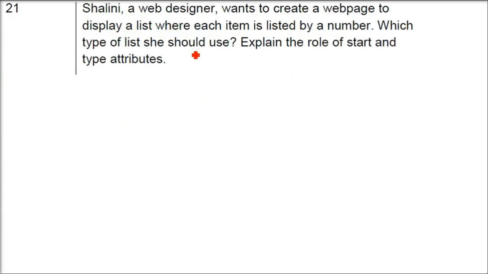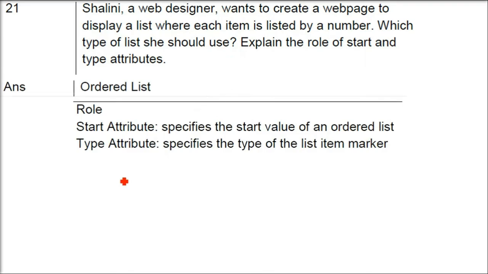Shalini, a web designer, wants to create a web page to display a list where each item is listed by number. Which type of list should she use? Explain the role of start and type attribute. First of all, Shalini is a web designer. Now she wants 1, 2, 3, 4, that is the ordered list, or A, B, C, D. Let us assume A, B, C, D is what she wants to sell or catalog. She wants numbering, she wants order. That's why we are going to use the ordered list, because in an unordered list, some round or square shape will come. So the first answer is the ordered list.